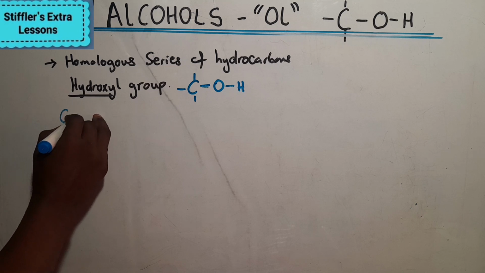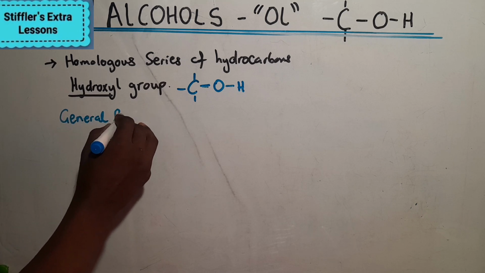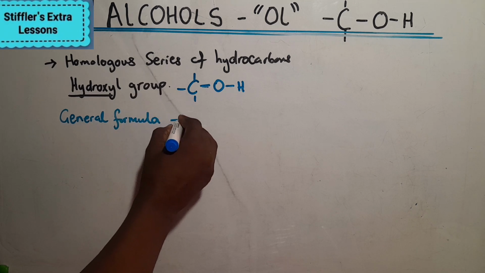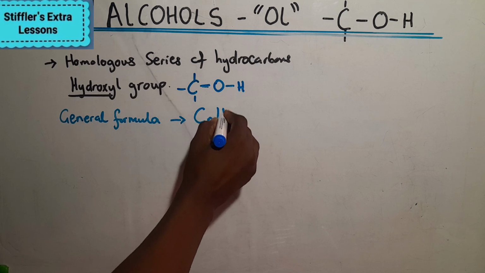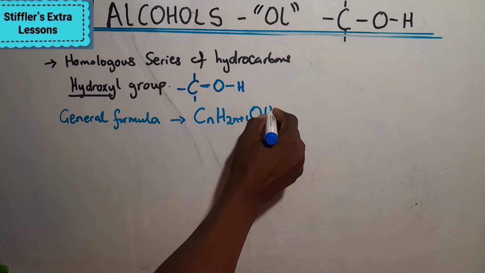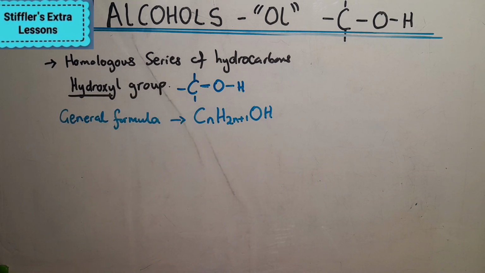And the general formula of this is just CnH2n+1, and then we also include the OH like that. So that is the general formula of these alcohols, right? So we are going to talk about how to name this and also how to differentiate between primary, secondary and tertiary alcohols, right? So let's get straight to naming alcohols.